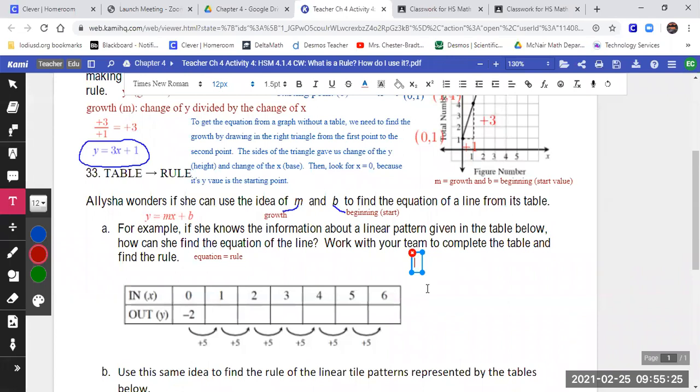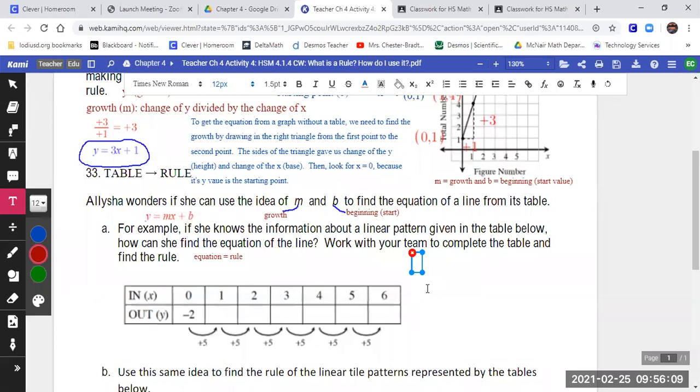Do we see a start value on this table, which is B? Do we see a start value on the table? Okay, you good? Okay. Do we see a growth pointed out on this table, even though it's not filled in? Yes. So do we have enough information from what we see to make the rule for this table? Yes, because we have all the pieces. So the question is, how can she find the equation of the line from this information?